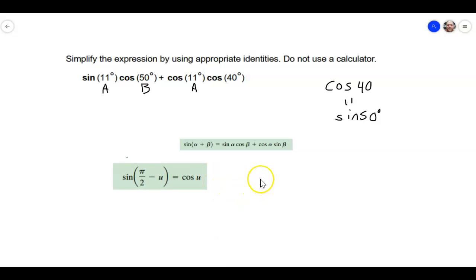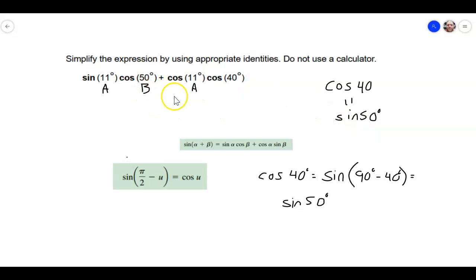So this says that the cosine of 40 degrees is going to be equal to the sine of, remember pi over 2 is just 90 degrees if we're in degrees, minus our original angle, which was 40 degrees, which is equal to the sine of 90 minus 40, which is 50 degrees. And look, using this cofunction identity, we got the cosine of 40 degrees to turn into the sine of 50 degrees, which is exactly what we wanted.